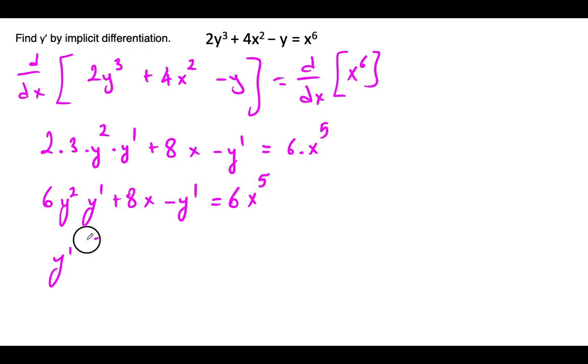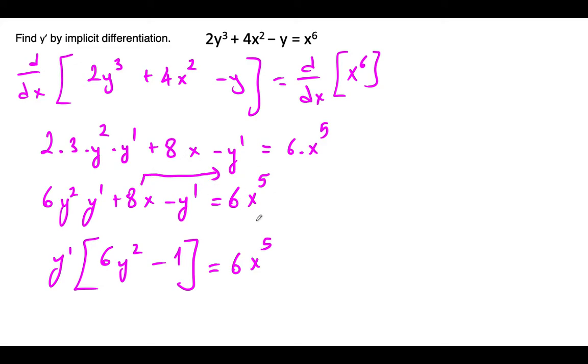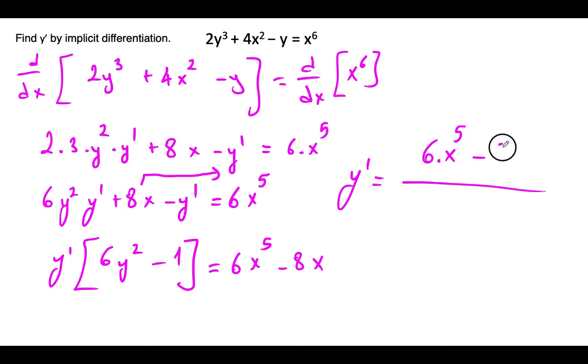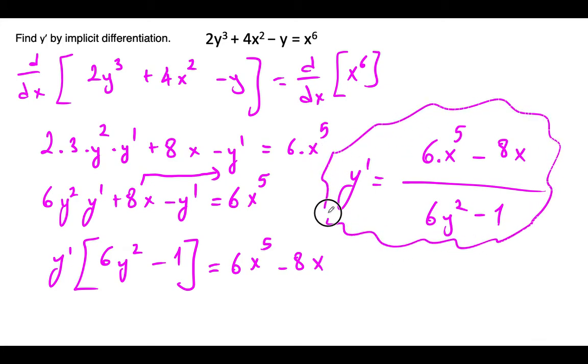If I take y prime common parenthesis, 6y squared minus 1 is equal to 6x to the 5. If I take the other term to the other side, minus 8x, so only y prime is equal to 6 times x to the 5 minus 8x divided by 6y squared minus 1. So that's the answer of the question.